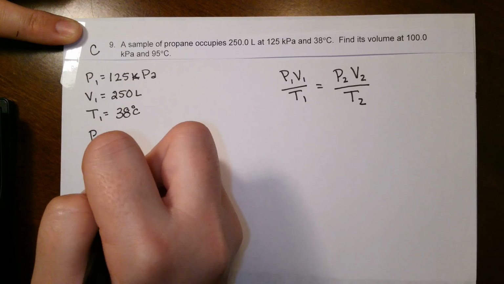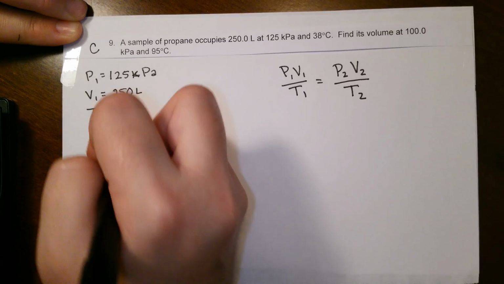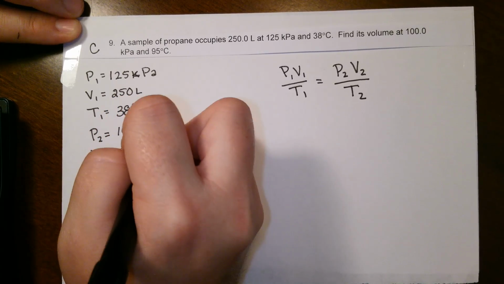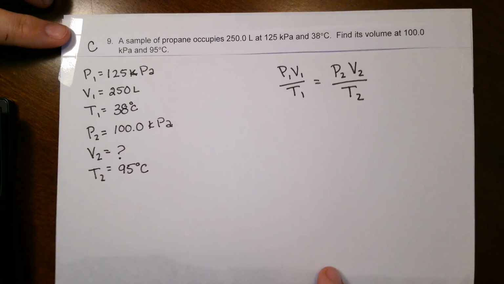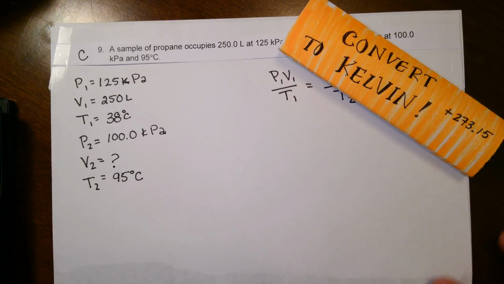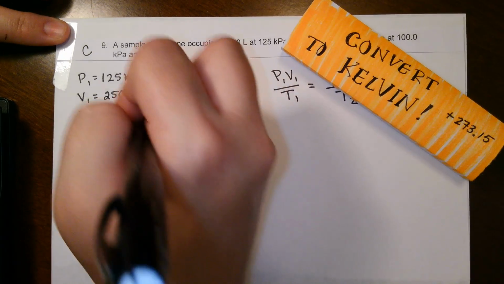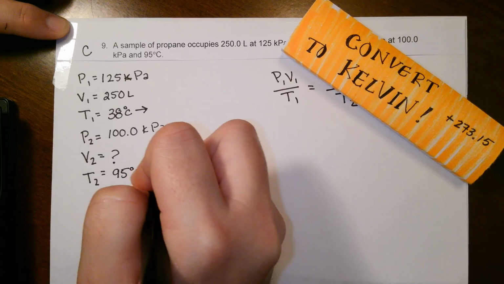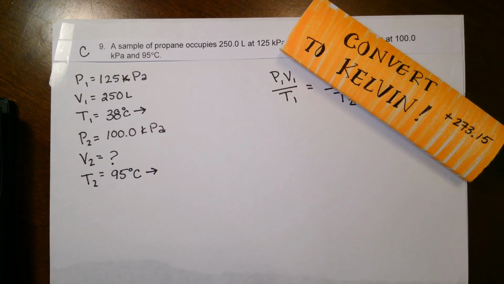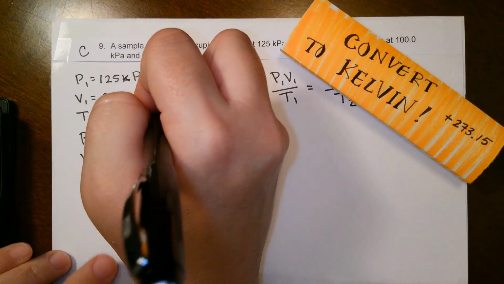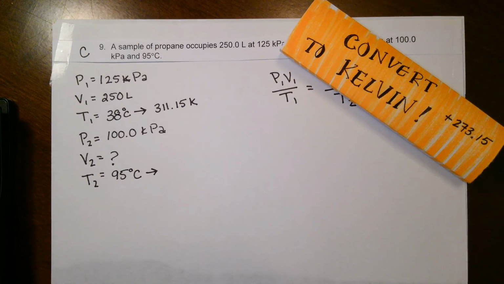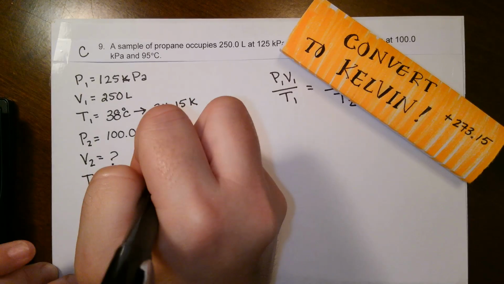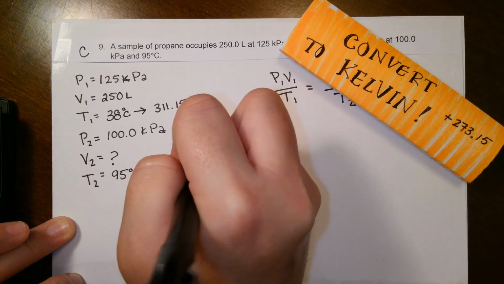Find its volume, so V2 is our unknown, at 100.0 kPa and 95 degrees Celsius. So the absolute first thing we always have to do is convert to Kelvin. So we're going to convert both of our temperatures to Kelvin. So 273.15 plus 38, we get 311.15 Kelvin. Convert T2 to Kelvin: 273.15 plus 95, and we get 368.15 Kelvin.